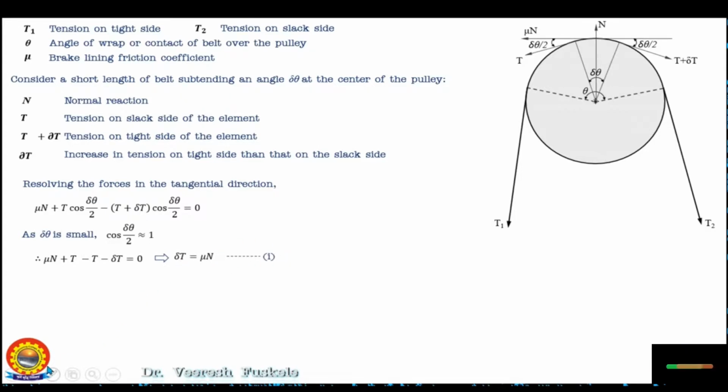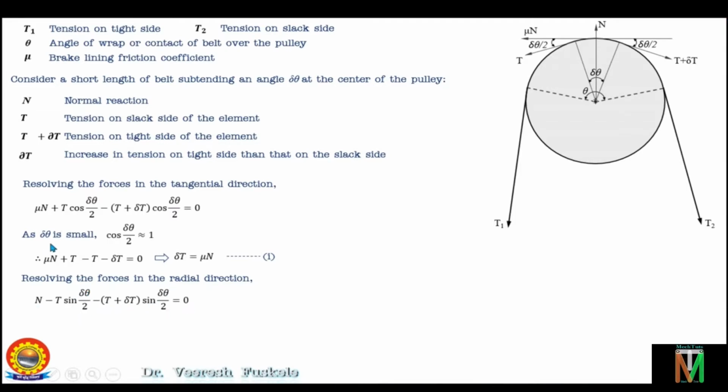Now resolving in the radial direction, that means in this perpendicular direction. So in this direction we have N in the upward direction, then T sine delta theta by 2 will be in the downward direction, and (T plus delta T) sine delta theta by 2 will be in the downward direction. So the equation will be N minus T sine delta theta by 2 minus (T plus delta T) sine delta theta by 2 is equal to 0.